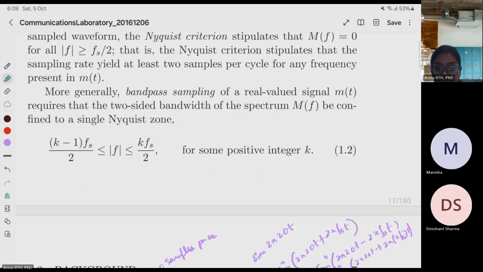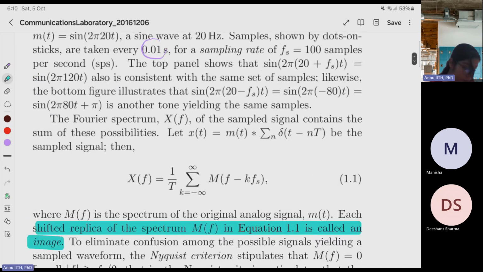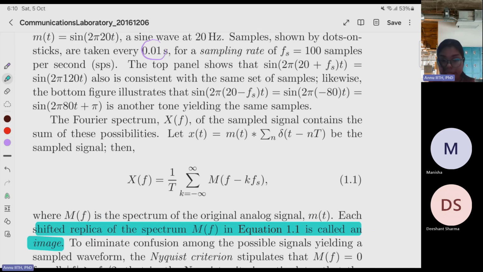Yes, Manish, any doubt? No. It is only for this particular frequency that we are keeping the limit on f. You can't define it for all f. Try to understand this particular equation, equation 1.1, and then you will understand. Have at least some understanding. Okay, I'll move ahead.